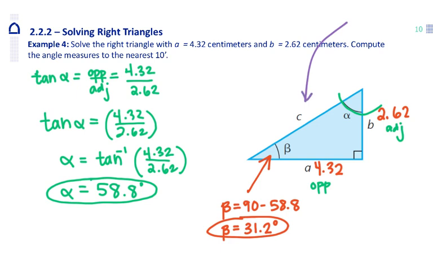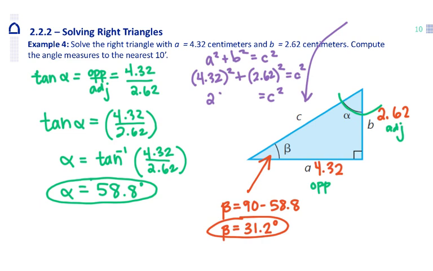If we wanted to complete the triangle and find the missing side length C, we could always use the Pythagorean theorem. We could say that a squared plus b squared equals c squared, and we could put in 4.32 squared plus 2.62 squared is c squared. We end up with c squared is 25.5268, and then you take the square root of both sides to get a final value for c as 5.05.